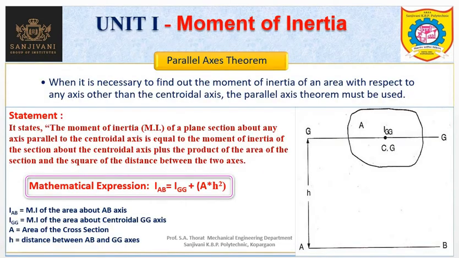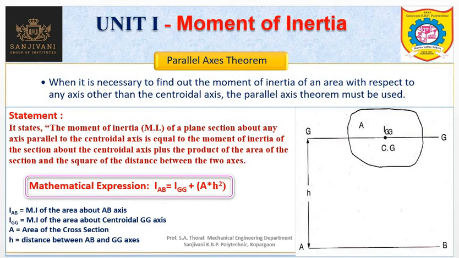Now we will see the parallel axis theorem. Whatever formulas are available for these simple geometries are for the axis passing through the centroid. But when it is necessary to find the moment of inertia of an area with respect to any axis other than the centroidal axis, but parallel to it, then you have to go with the parallel axis theorem. Now, how are you going to use this theorem? First, we will understand the statement and then we will go with its mathematical expression with the help of a diagram.